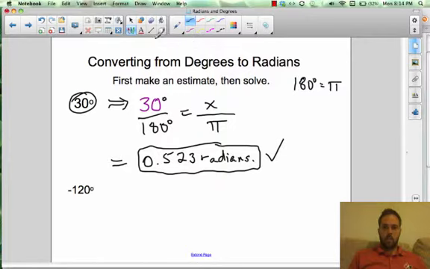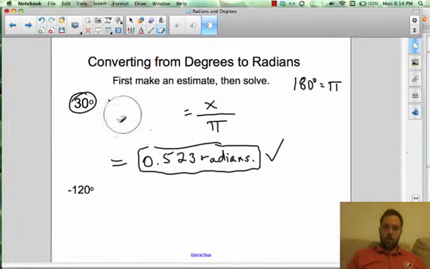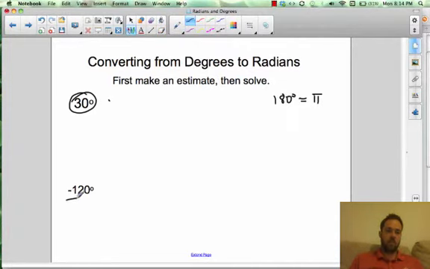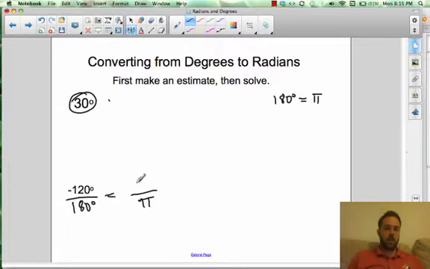Okay, let's try a second one. Minus 120 degrees. We can set this up in exactly the same way that we set up our last one. We put 180 degrees on the denominator, and that means in the right side of our proportion we put pi in the denominator, and x radians is the value we're looking for. So negative 120 degrees is some fraction of 180, and that is equivalent to x being some fraction of pi.